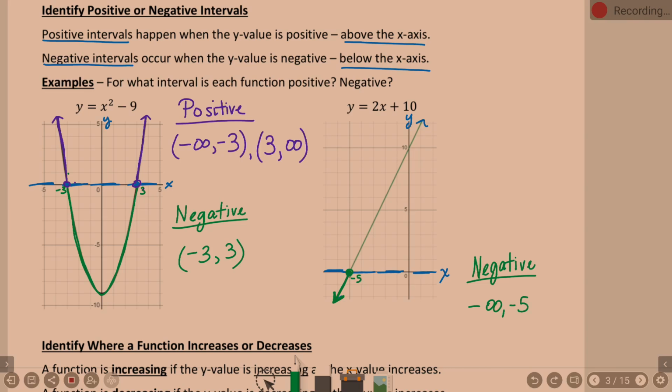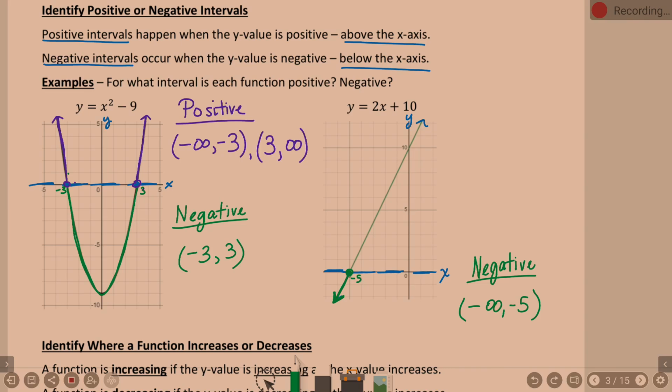And again, that negative infinity represents how far left does this graph go? It goes to negative infinity. Negative infinities are always parentheses. And at -5, that point is neither positive nor negative, so we're going to use a parenthesis.